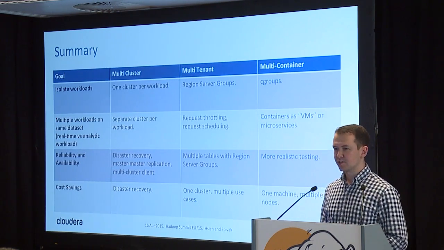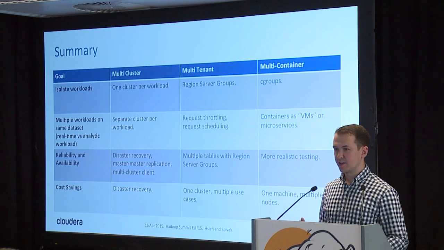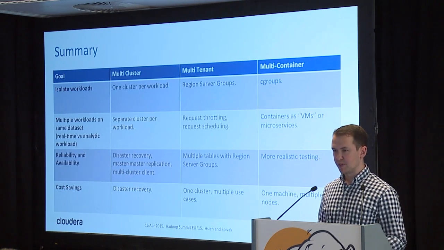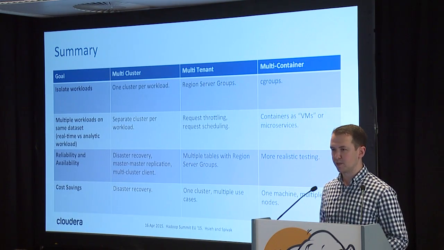And lastly, cost savings. This is a really big one, especially on the testing side for me, because if you can reduce the number of machines you need by a factor of 5 and still get the same testing done, that's always a nice thing. Things like disaster recovery are renowned for being money sinks when things go bad.